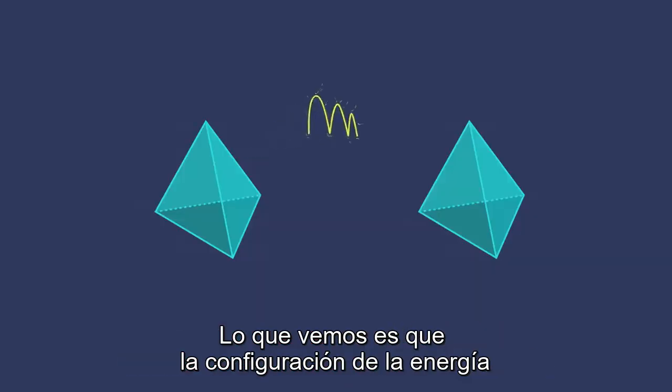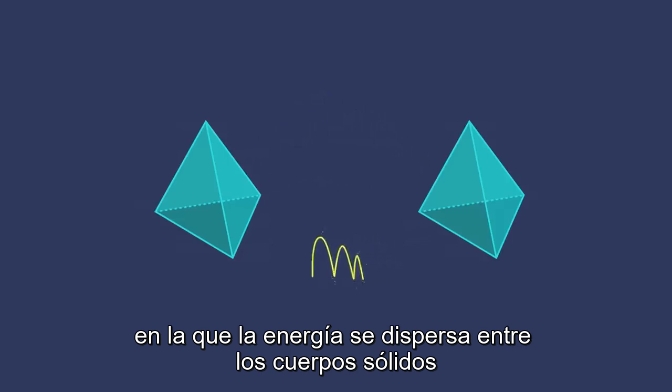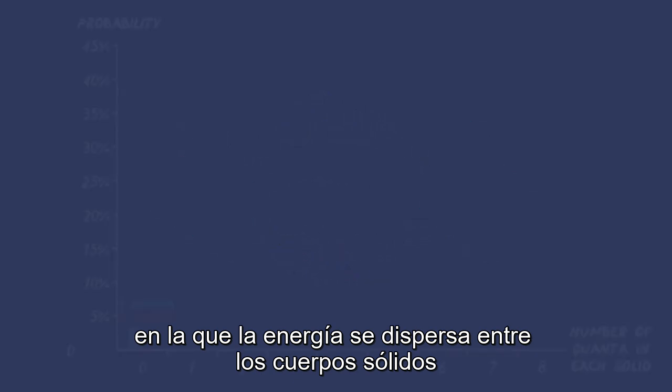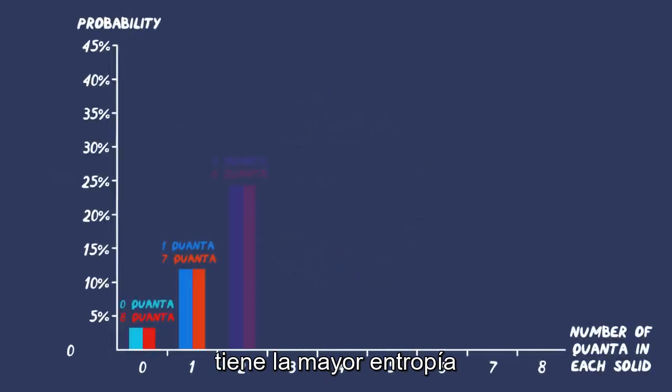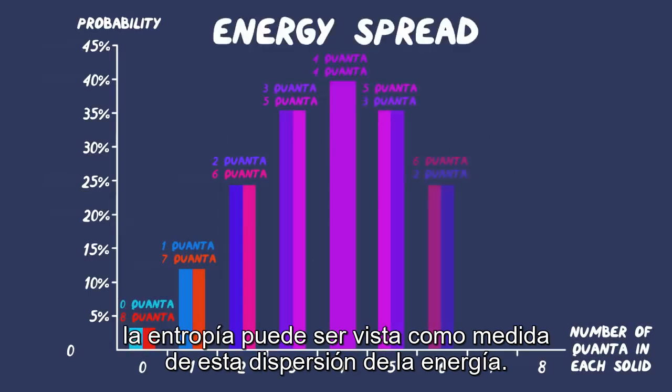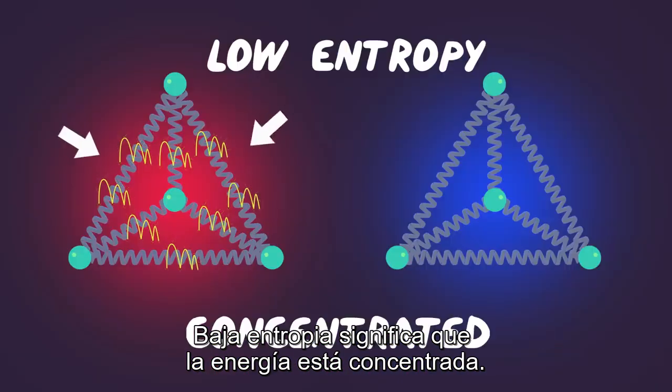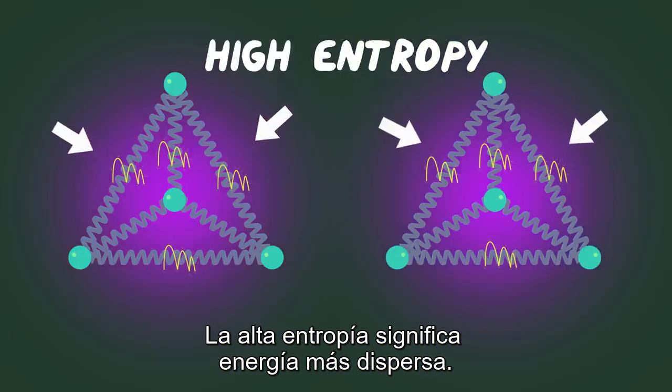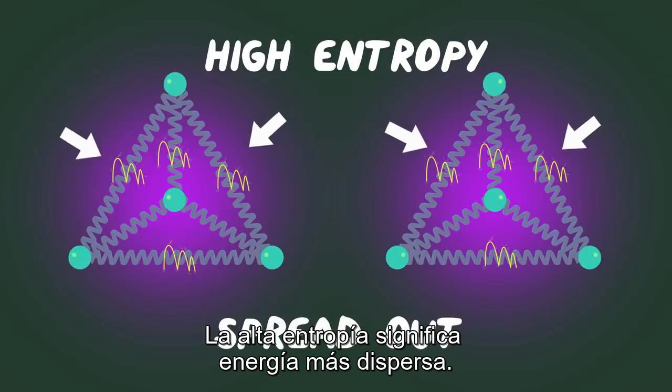What we see is that the energy configuration in which the energy is most spread out between the solids has the highest entropy. So, in a general sense, entropy can be thought of as a measurement of this energy spread. Low entropy means the energy is concentrated. High entropy means it's spread out.